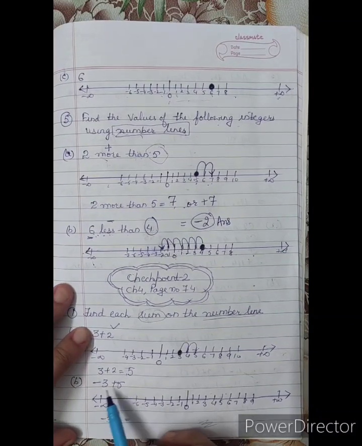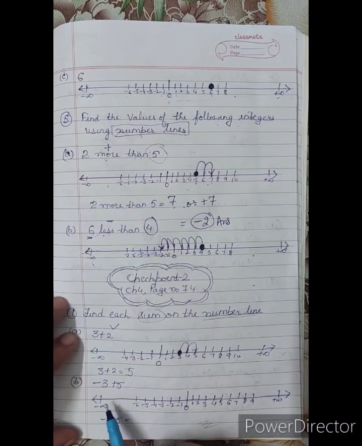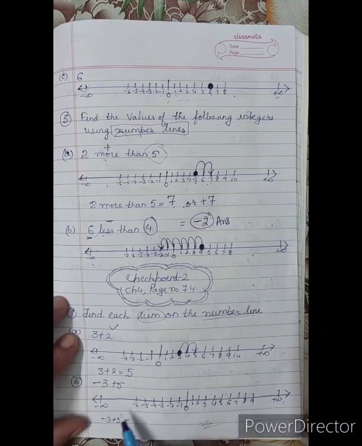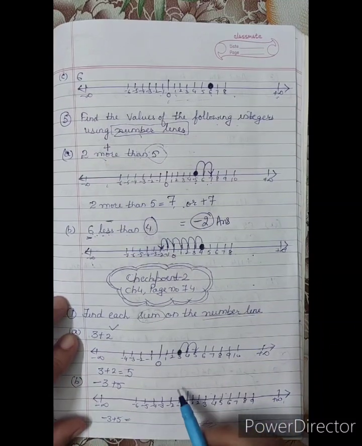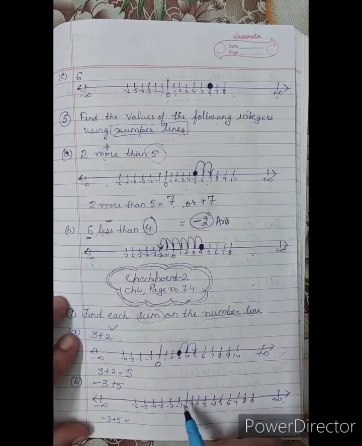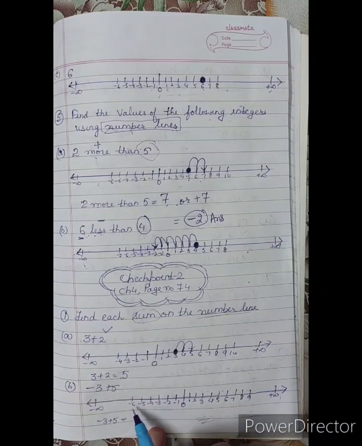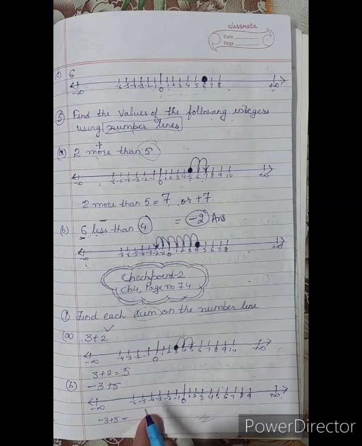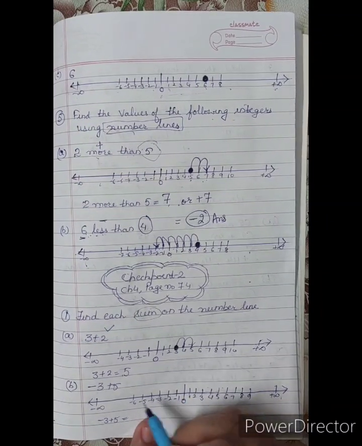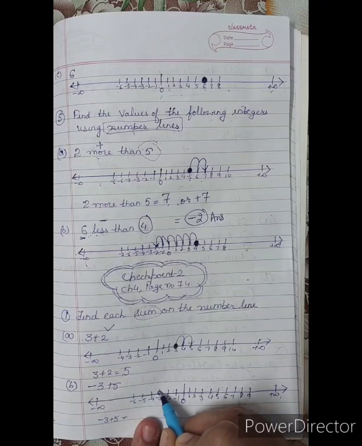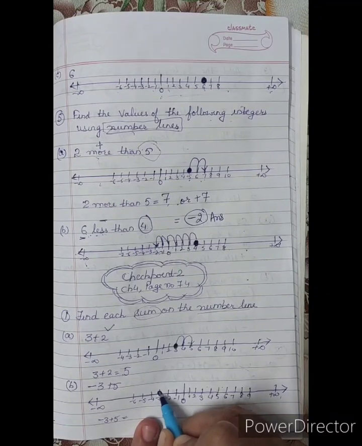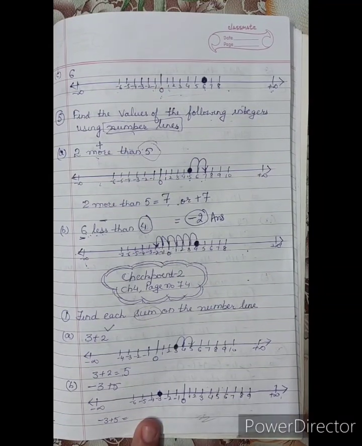So this is minus 3 plus 5. So firstly we will draw a number line. We will end the line with arrows, and in between we will write 0. Towards the right side of 0 we will take positive integers, and towards the left side of 0 we will take negative integers. So firstly we will look at minus 3. As minus 3 is a negative integer, we will darken this point where minus 3 is lying, right?